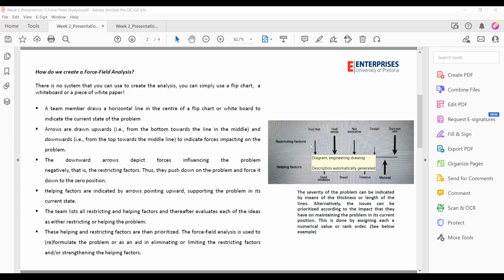The downward arrows depict forces influencing the problem negatively. Those are the restricting factors that push down on the problem and force it down to the zero position. The helping factors are indicated by arrows pointing upwards, supporting the problem in its current state. The team then lists all restricting and helping factors and evaluates each of the ideas as either restricting or helping the problem. These helping and restricting factors are then prioritized. The force field analysis is used to reformulate the problem.